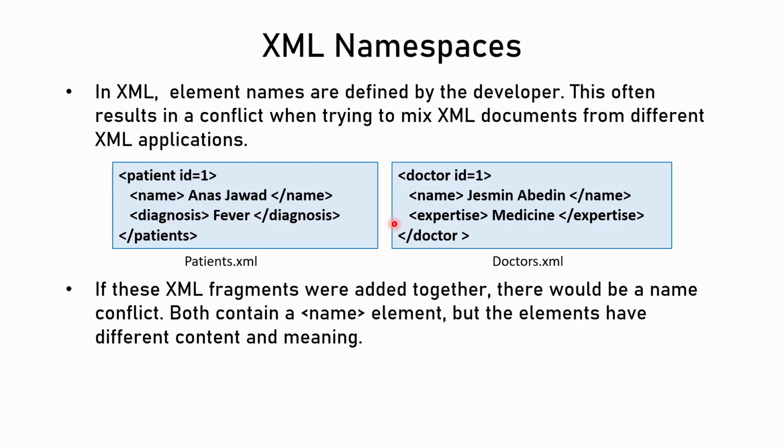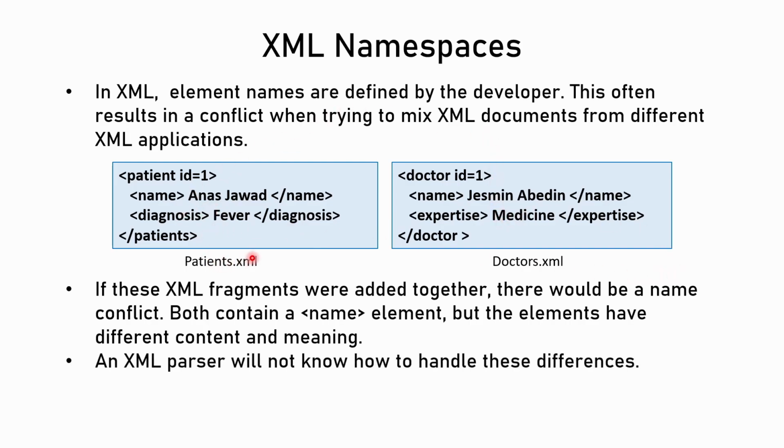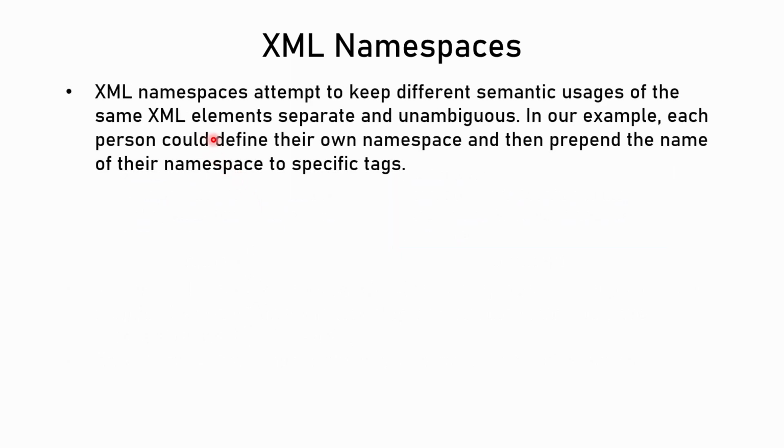But the problem is they might have the same name, but they are serving different purposes. One is used to denote the name of the patient, and one is used to denote the name of the doctor. An XML parser does not know how to differentiate between these two elements. Okay, there comes XML namespaces to the rescue. XML namespaces attempt to keep different semantic usages of the same XML elements separate and unambiguous.